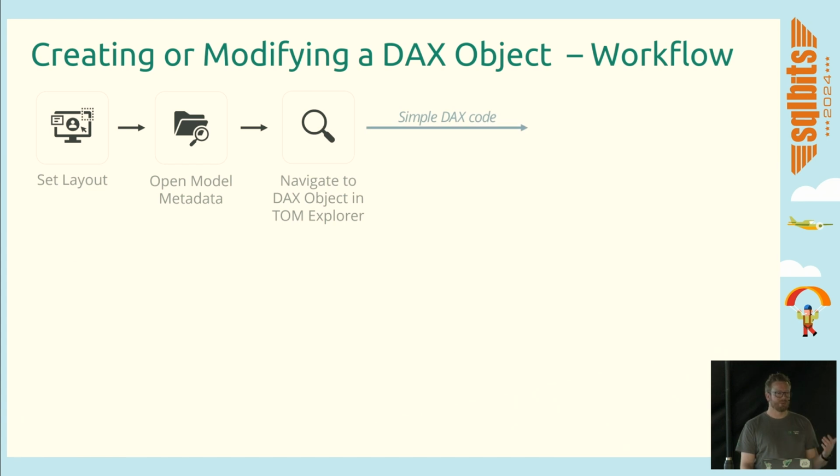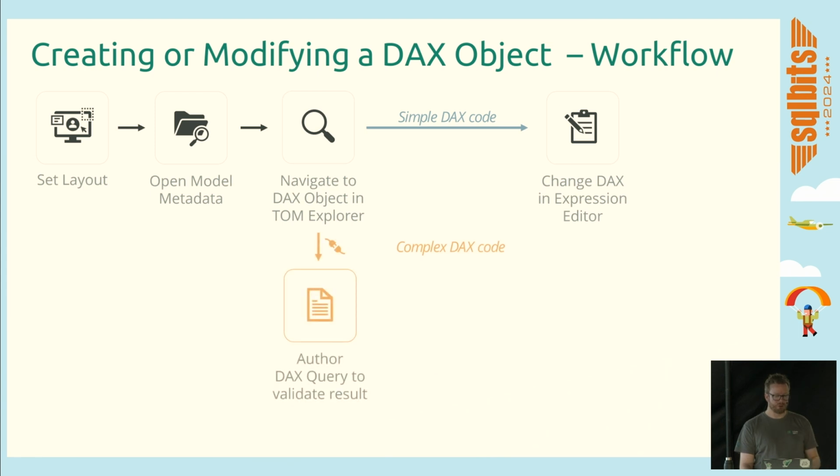If it's just a simple change, just go ahead and fix it in the expression editor. But if you want to do troubleshooting, or you're not entirely sure what the change should be, our proposed workflow is to use the DAX query like I did here, define the measures, change the measure definitions, bring in all of the dependencies if you need to have the full overview.